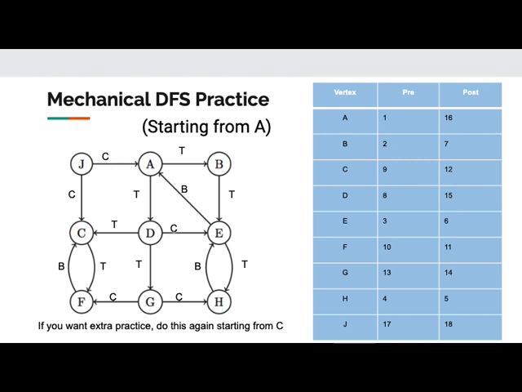So this is no longer a tree edge anymore. This is a forward edge. And this is no longer a cross edge. This is in a tree, so it's a tree edge. Is that clear? Okay.